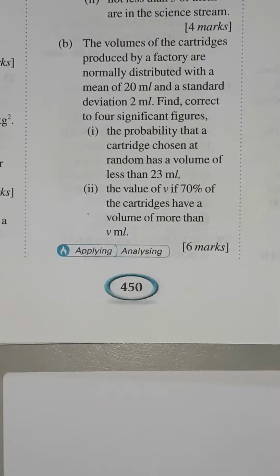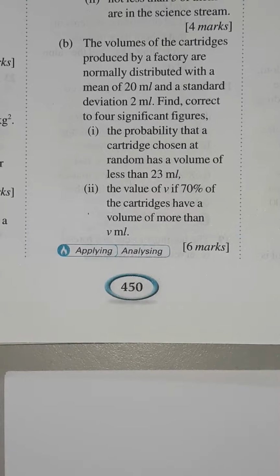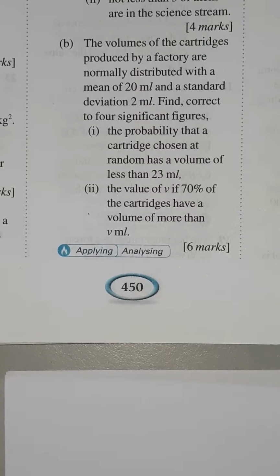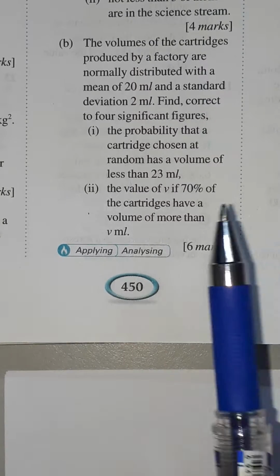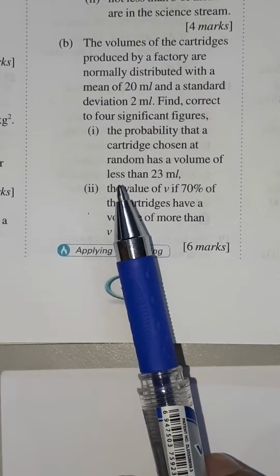Okay, we are doing question number 27B. The volume of the cartridges produced by a factory are normally distributed with a mean of 20 ml and a standard deviation of 2 ml. Find, correct to four significant figures, the probability that a cartridge chosen at random has a volume of less than 23 ml. So the words here, less than 23.